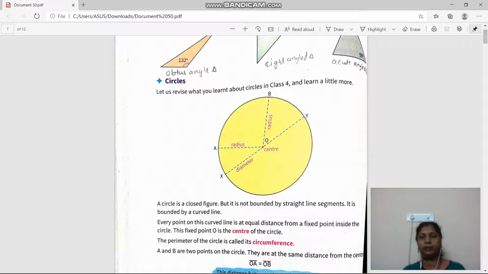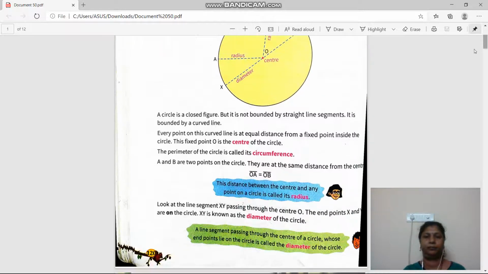Now next, the distance between the center and any point on a circle is called the radius. See, the distance between the center and any point of a circle is called radius, right? Otherwise we can say it like this: the line segment which joins any point on a circle and the center of a circle is called radius.